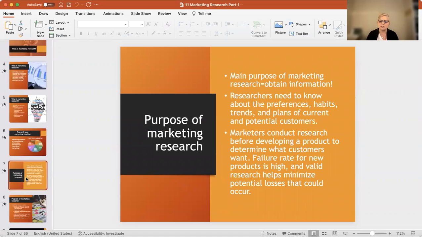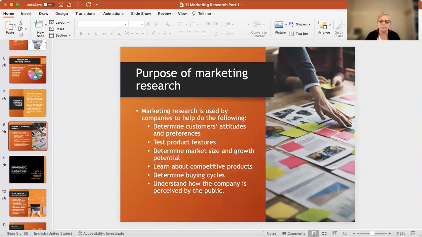Okay, what's the purpose of marketing research? Well, as we said before, there's a number of different things it can do, but ultimately it's just to obtain information. We have to have goals going into that information search, but if we know what we're searching for and we know what we hope to learn, that is it. We are obtaining information. It's used by companies to help determine customer attitudes and preferences.